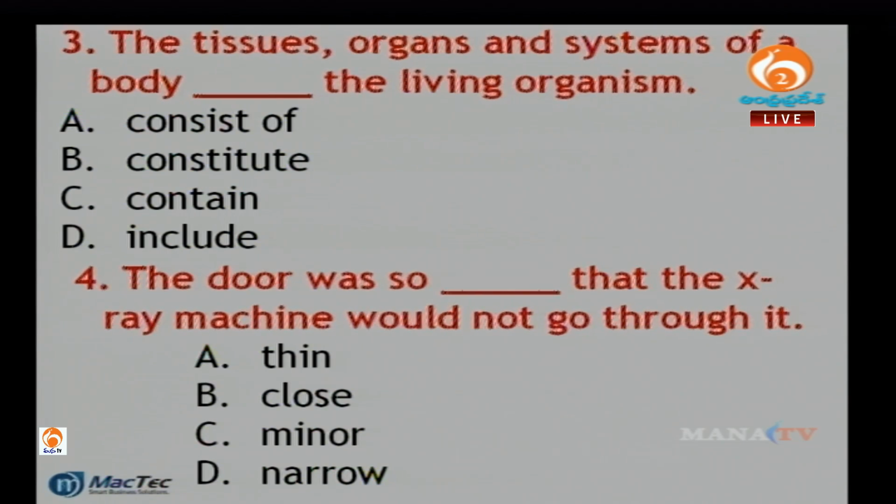The tissues, organs, and systems of a body consist of, constitute, contain, include the living organism. It cannot be "consist of." If you say consist of, it means every tissue consists of a living organism. That means in tissue there are living organisms, in organs there are living organisms, and in systems there are living organisms. That's not the fact.